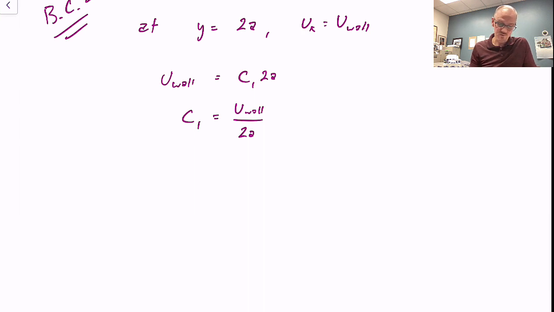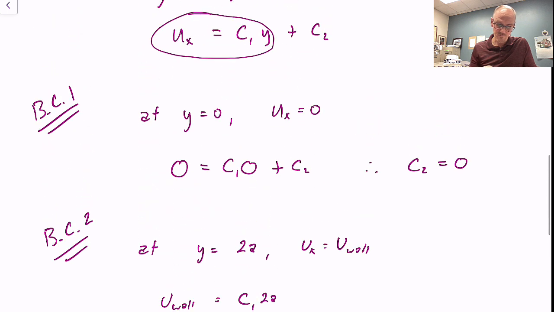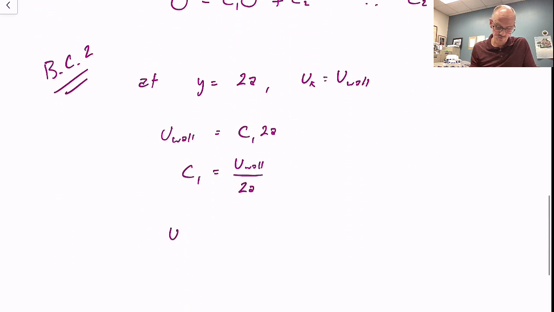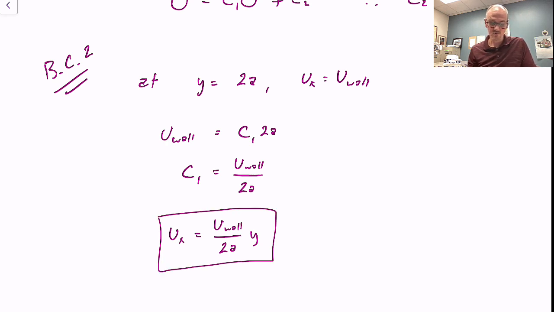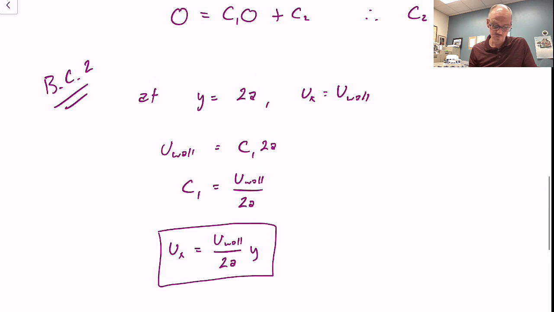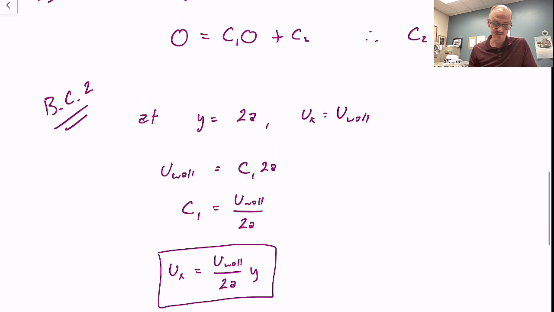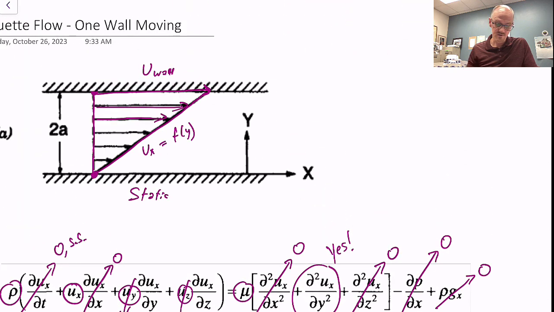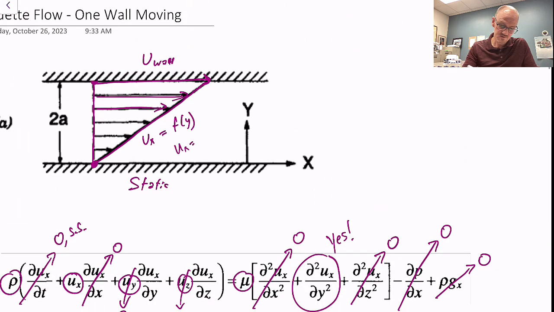So if C1 is U wall over 2a, then we go back to this equation and we write ux equals U wall over 2a times y. And there we go. Now we have ux as a function of y. U wall is a constant. It's moving at a constant velocity. That's the reason we could get rid of our time derivative. And 2a is a constant as well. And now maybe we can just write it in here. ux equals U wall over 2a times y. There's our answer.